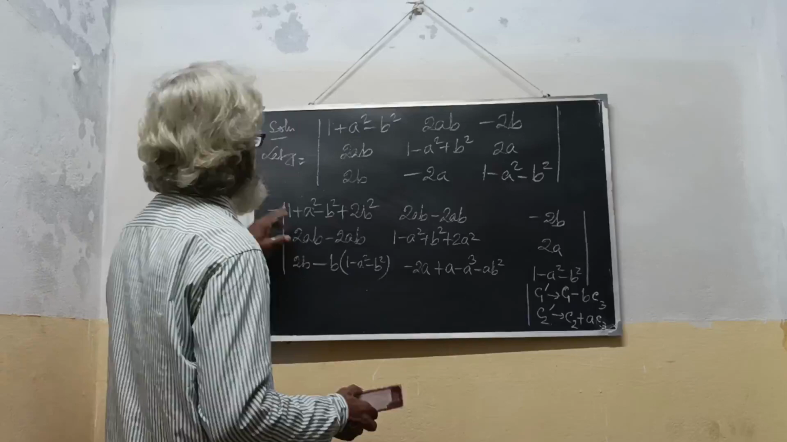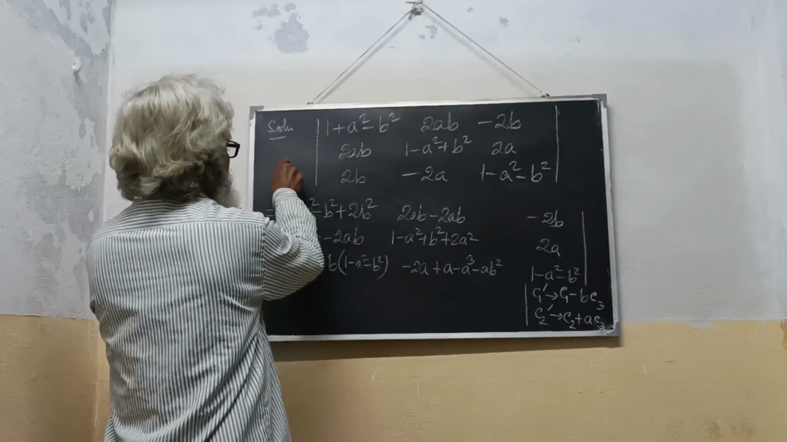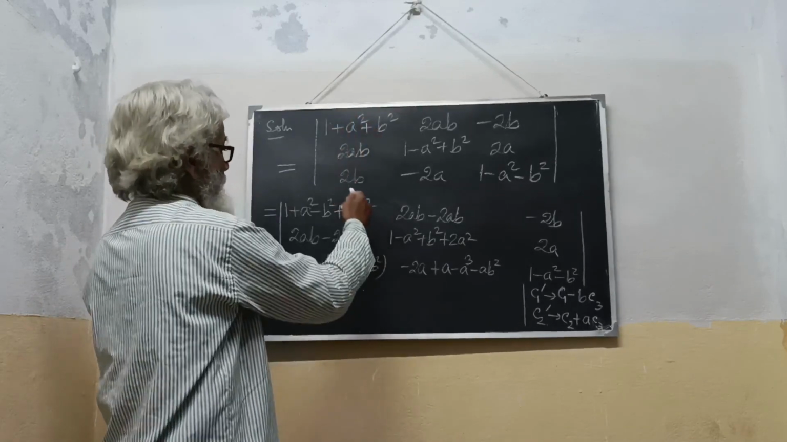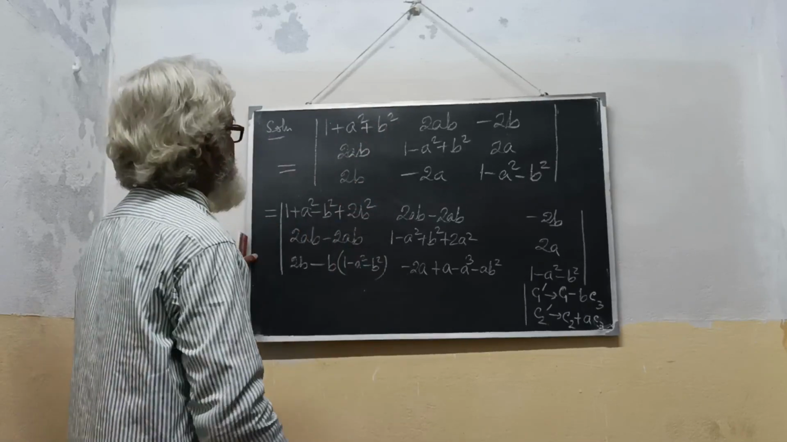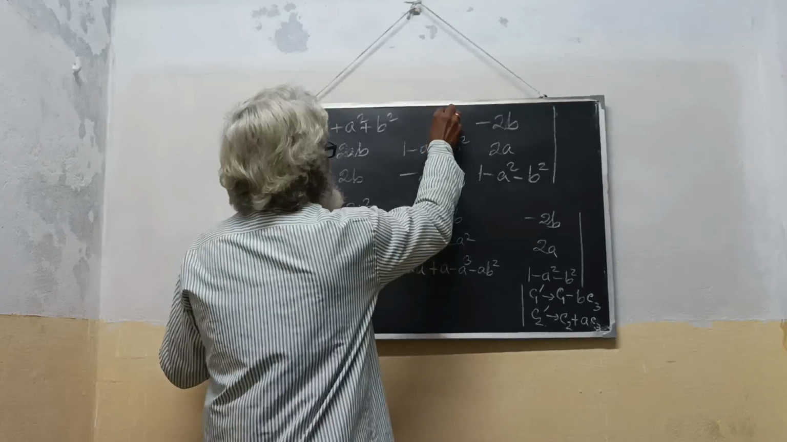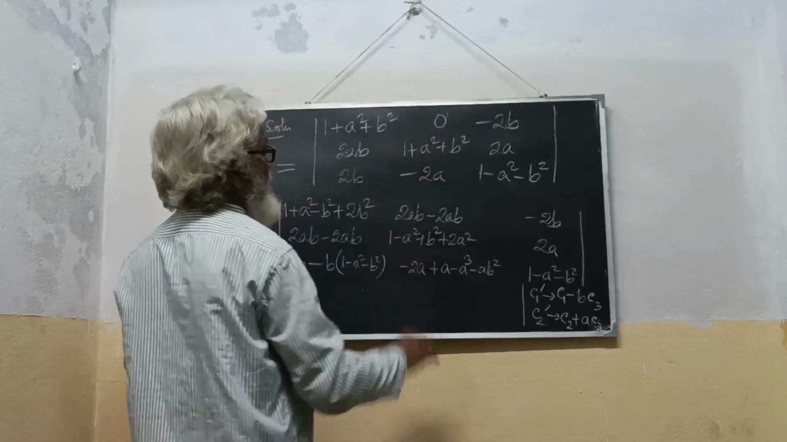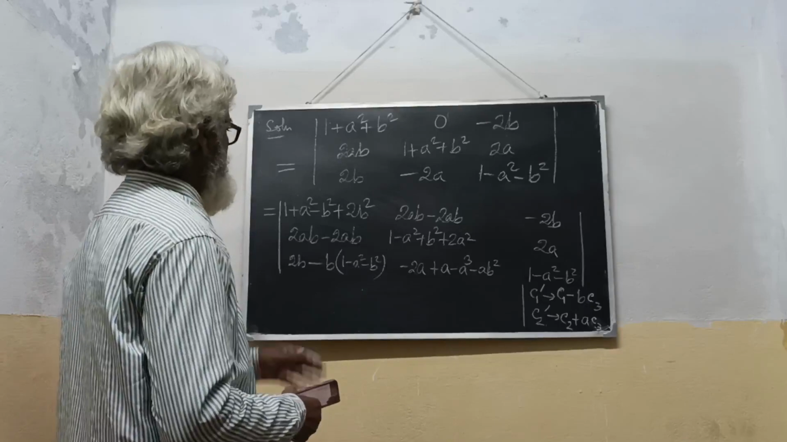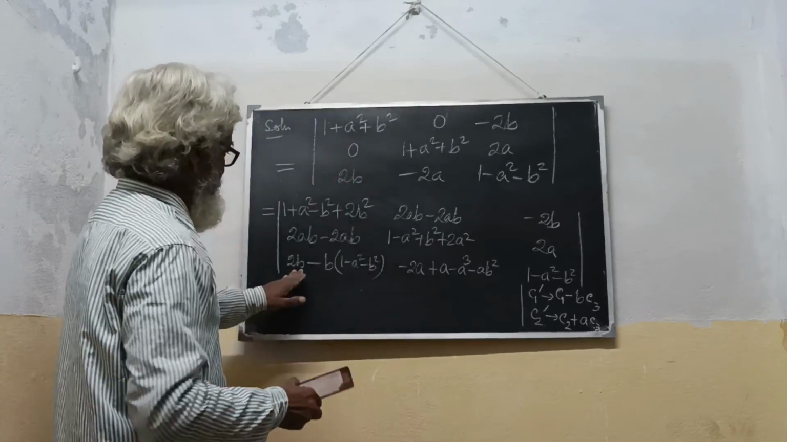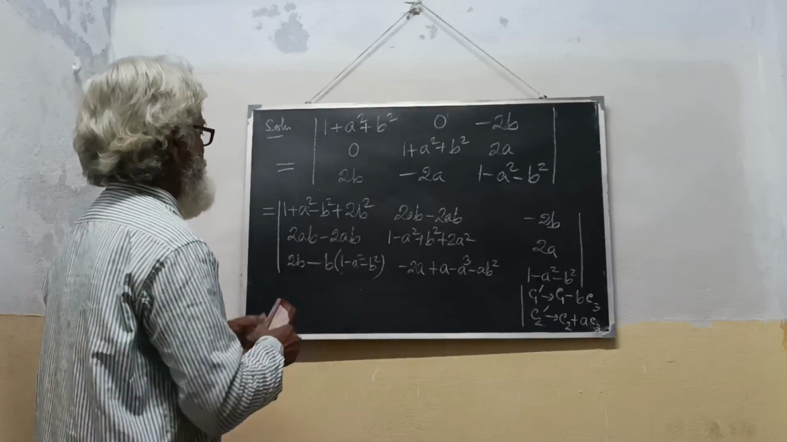What is the result? Equal to 1 plus a square, and it will be then after this line. This is after this line. 1 plus a square plus b square. This becomes 0. 1 minus a square plus 2a square, that means 1 plus a square, and 1 plus b square remains the same. 2ab minus 2ab, that becomes also 0. 2b minus b, that means b plus a square b plus b cube.